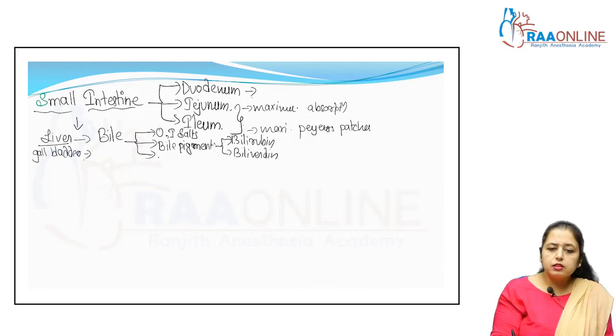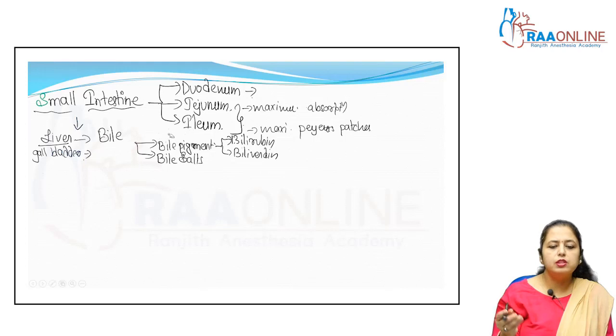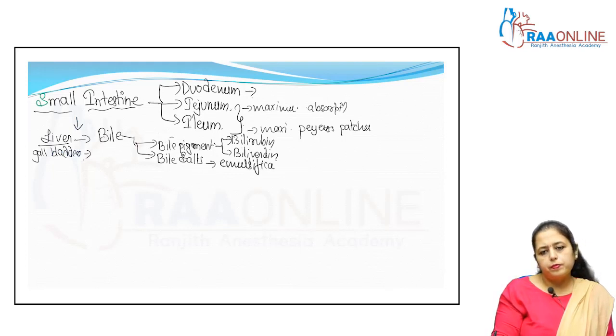Clear? And the third is the bile salts. These bile salts help in the emulsification of fat. Other than that, cholesterol and lecithin are also present in the bile, right?